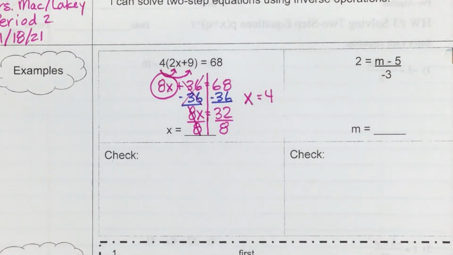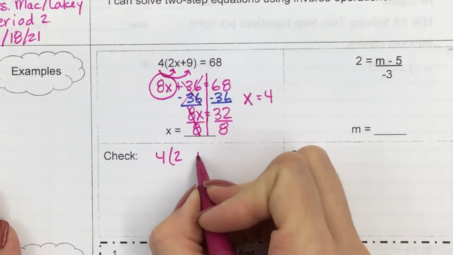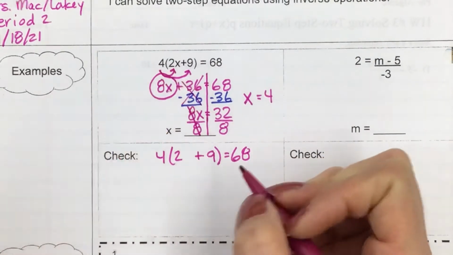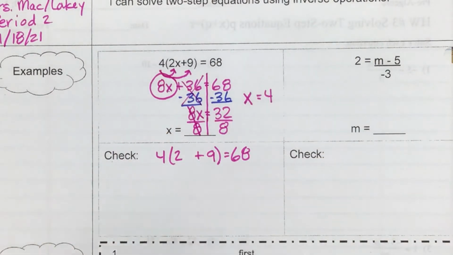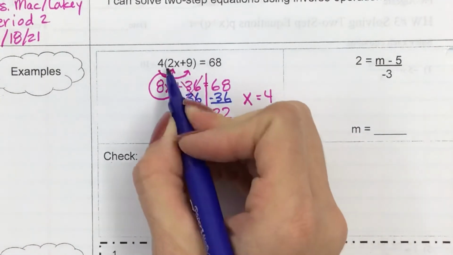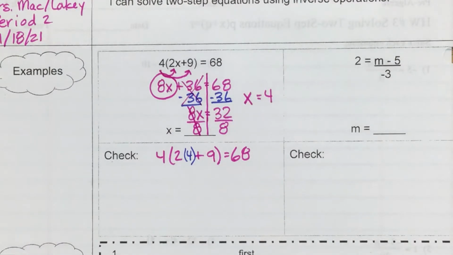Now, like we've done before, I'm not going to assume that 4 is correct until I've checked it. So I'm going to write out the whole equation except for where x was. I'm going to put 4. And I'm going to put 4 in parentheses just so that I can remember that that is multiplication. And now I'm going to simplify it. And we want to use order of operations here.